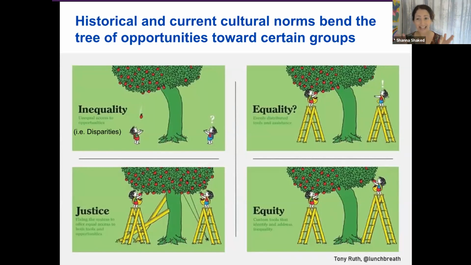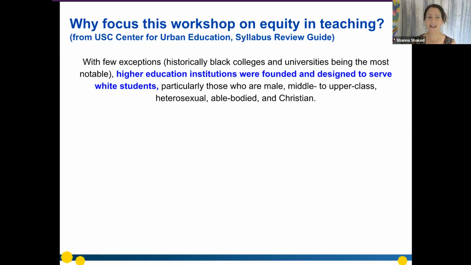And of course, what we all want to aim for, even better, is justice, where we're helping to push that tree back so that everyone has more equal access to opportunities. We wanted to ground that. That's what we mean when we're talking about equitable. Thank you. Why are we focusing this workshop on equity?